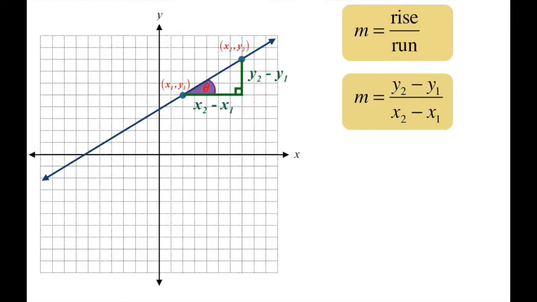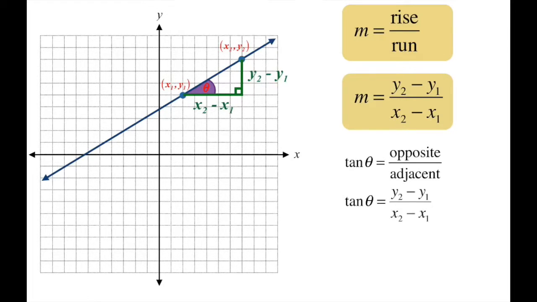Let's introduce the angle theta. Now we know using trigonometry, so we're using SOHCAHTOA now, that the tan of angle theta is equal to the opposite side over the adjacent side, which means tan theta equals y2 take y1 over x2 take x1, because they're the opposite and adjacent sides.